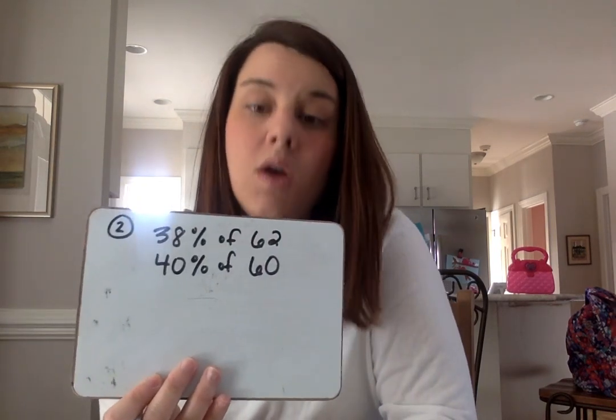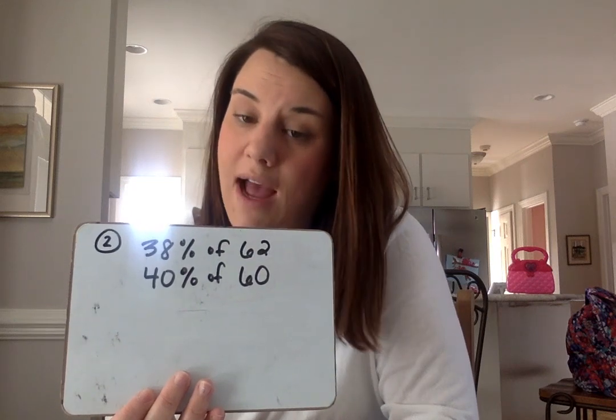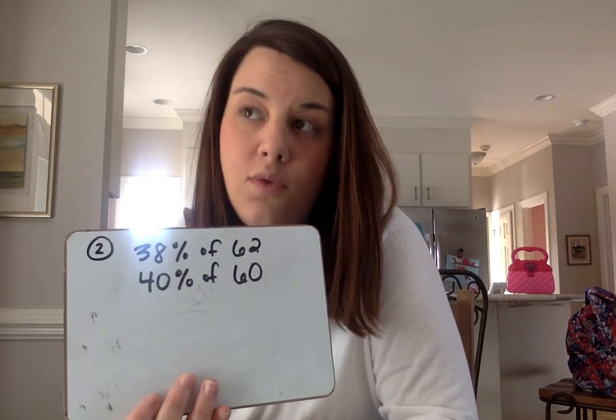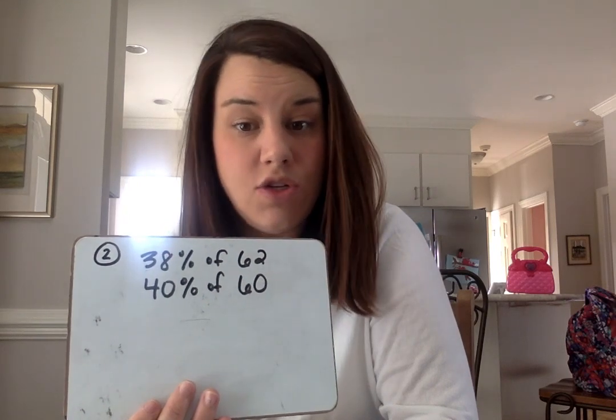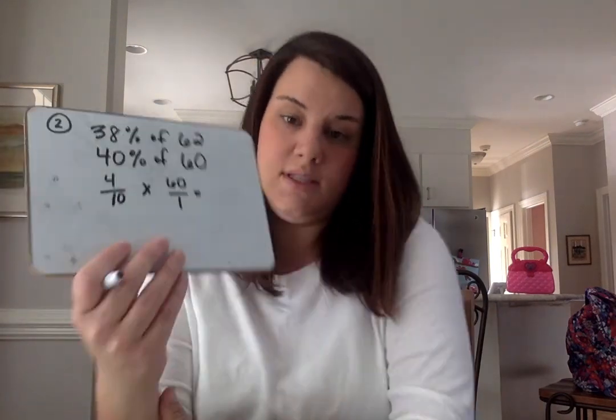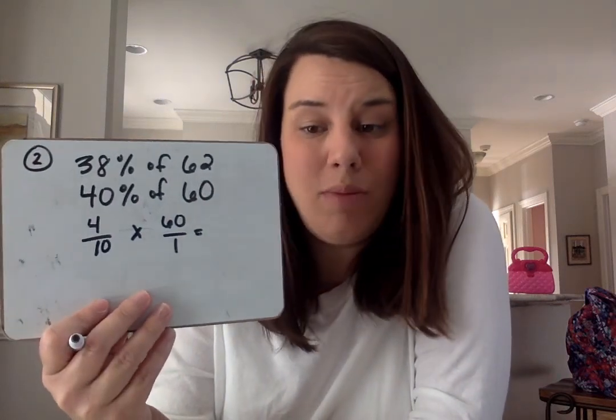of 60, okay? We need to change the percentage to a fraction so we can actually multiply it in this method. So 40% would be 40 out of 100, and we know that that would simplify to 4/10. 4/10 of 60 means 4/10 times 60, and put that over 1. And here where we've rounded both numbers, this is really going to make it a lot simpler. We can do mental math here.